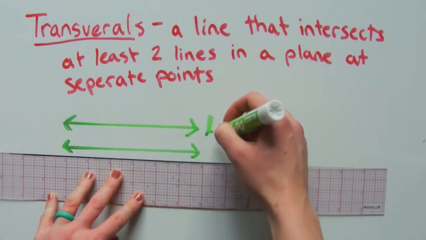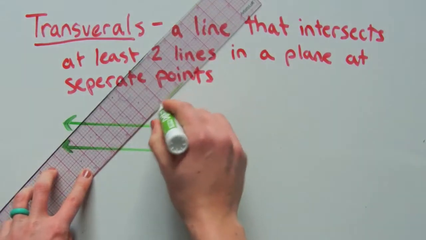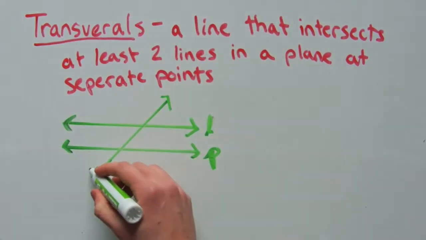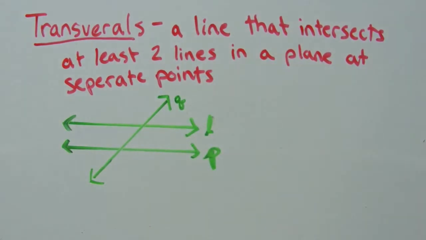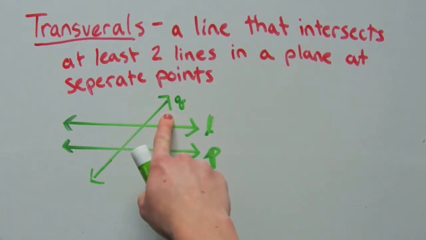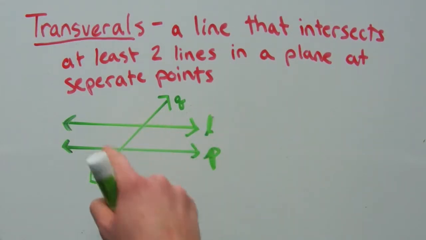If I had line L, line P, and line Q. Q is the transversal. Line Q crosses over P and L at separate points.